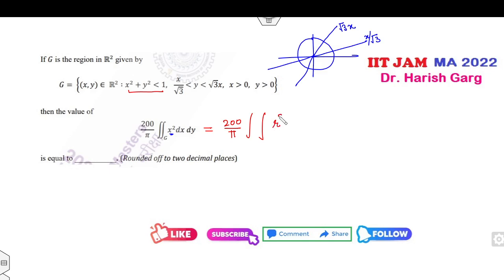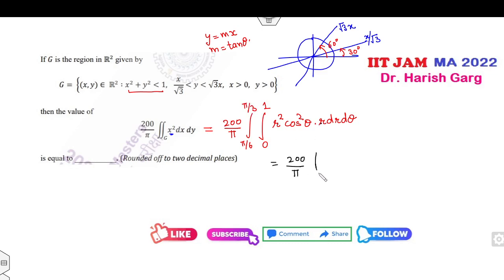x is r square cos square, r dr, radius is 0 to 1. What is the angle? Can you find this angle? It is 30 degree. It is my 60 degree. Why? Because if you compare them, the slope y is equal to mx and m is tan of theta. So the angle is pi by 6 to pi by 3. Now you can solve it easily. It's 200 over pi.